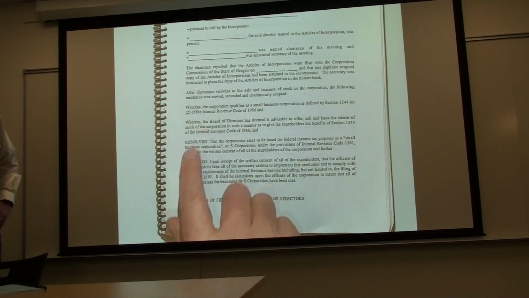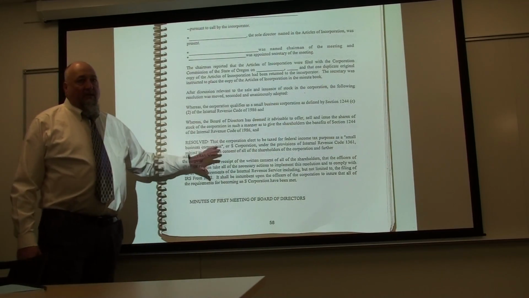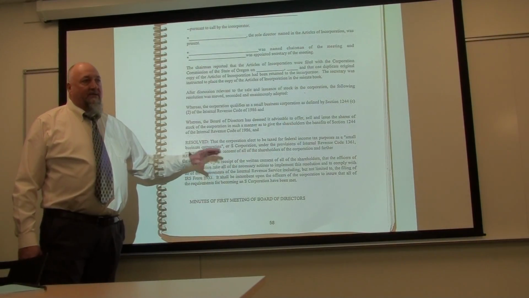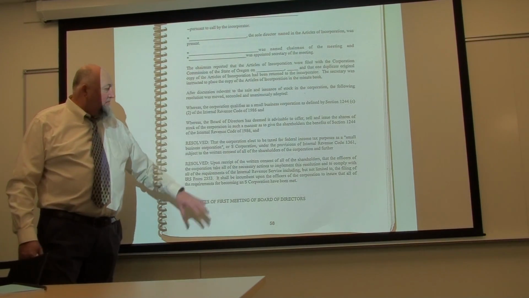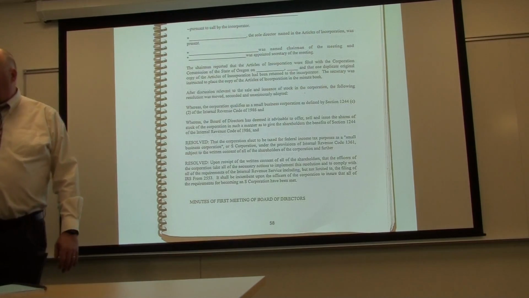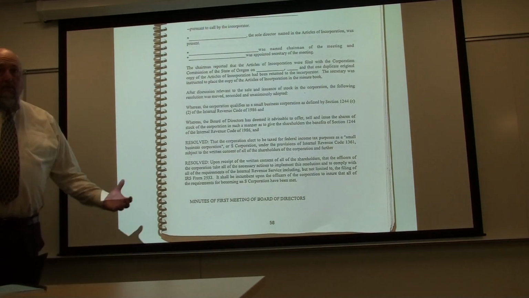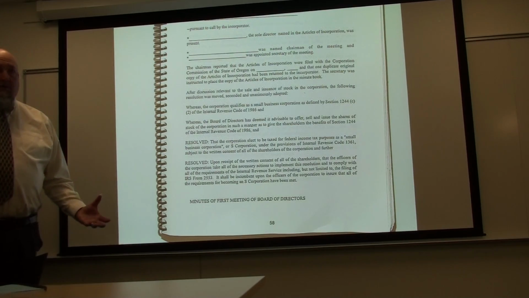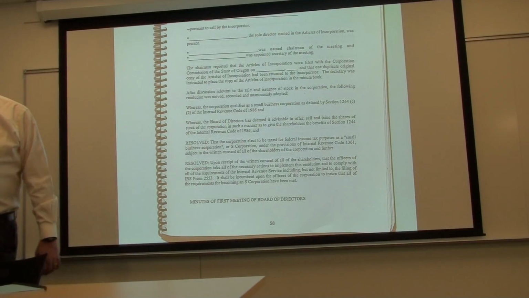And then the first discussion in this particular set of minutes is this particular corporation is going to elect to be what's an S corporation. And so this gives approval for the officers of the corporation to file the necessary paperwork with the IRS to become an S corporation, and that's a Form 2553, which we'll talk about in a moment.